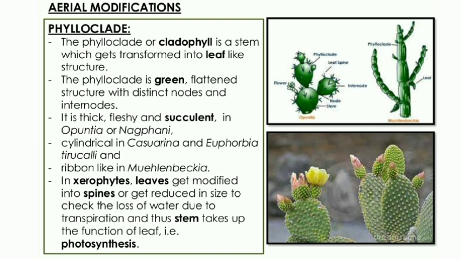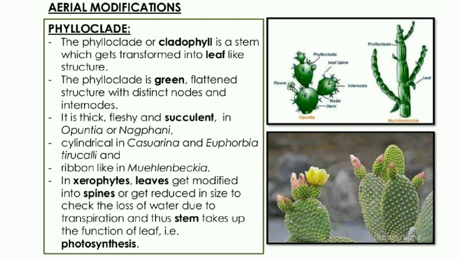So here the phylloclade is a green flattened structure with distinct nodes and internodes. Here it is thick, fleshy and succulent. The meaning of succulent is it stores the water in the form of mucilage. Right. So it is thick, fleshy and succulent in case of Opuntia, also called nagfani. It is cylindrical in case of Casuarina and Euphorbia tirucalli, and it is ribbon-like in Muehlenbeckia.